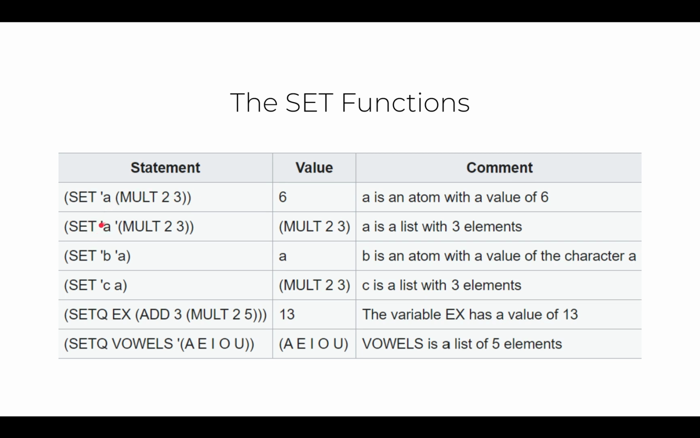Here we have set a as a literal, and then we set it to this, which has a quote, so it's a literal. Instead of being code that we evaluate, it's a list with 3 elements, mult, 2 and 3. Here we're setting b, which is a literal, to literal a, so b is an atom with the value a. Now if we were to set c, which is a literal, to a without a quotation mark, well, we already set a here to be mult 2 3. So because this is evaluated, c would be a list with elements mult, 2 and 3.